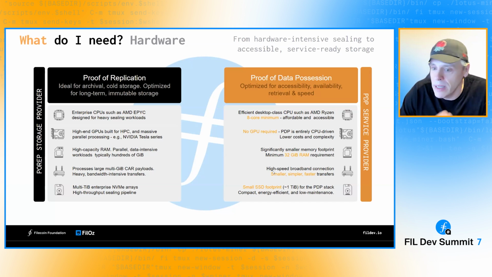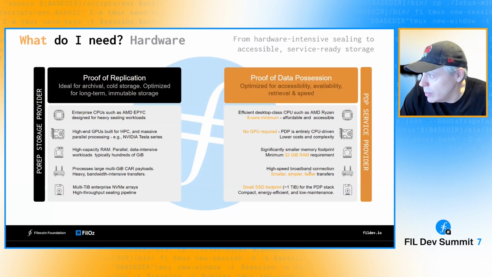To put it briefly, if someone wants to onboard a 1 GB file, you're transferring 1 GB, you're processing 1 GB, and you're storing 1 GB. So it's a lot different than downloading massive CAR files of 64 and 32 GB size. And you're looking at a much smaller SSD footprint, around about 1 TB. That's what I've chosen to use on my node. Even that's probably a little bit much, and that's going to run the PDP stack. It's going to be compact, energy efficient, and low maintenance.